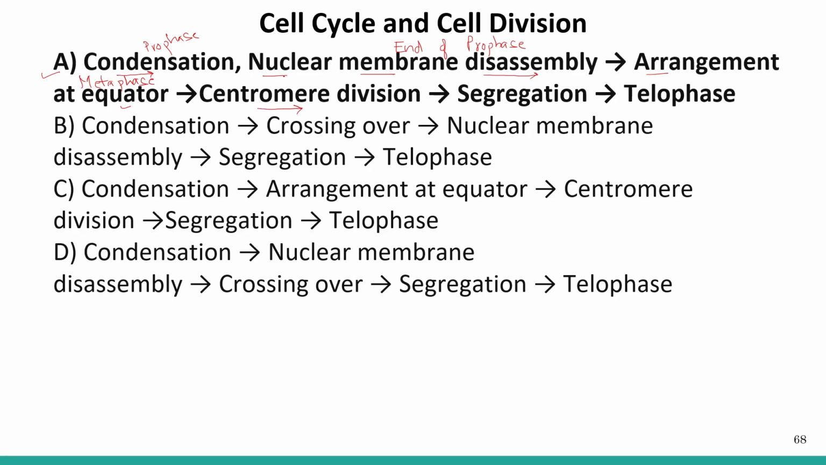Centromere division. This takes place during the anaphase. Segregation of the chromosome again takes place during anaphase. And the last stage is telophase. Mitosis is divided into prophase, then we have metaphase, then we have anaphase, and then we have the telophase. And after telophase, we have cytokinesis. So this is the correct order of mitosis.